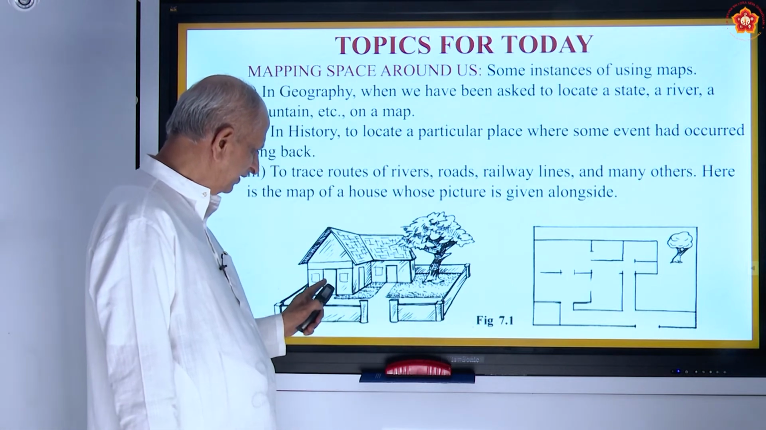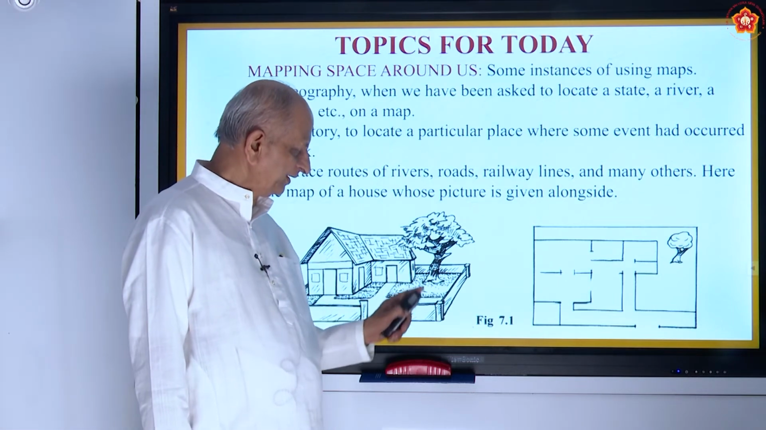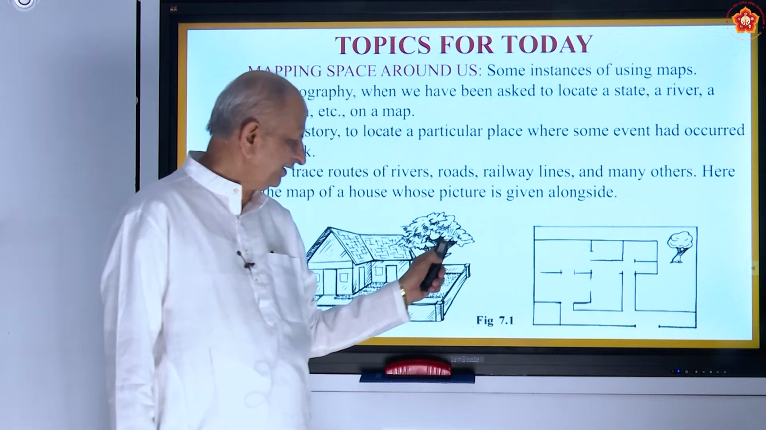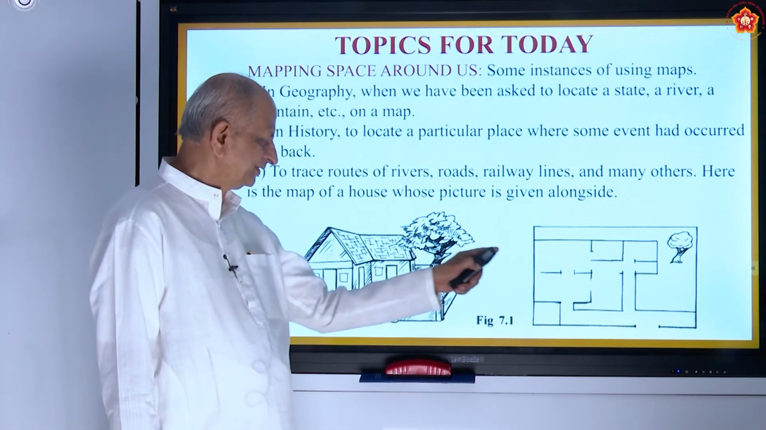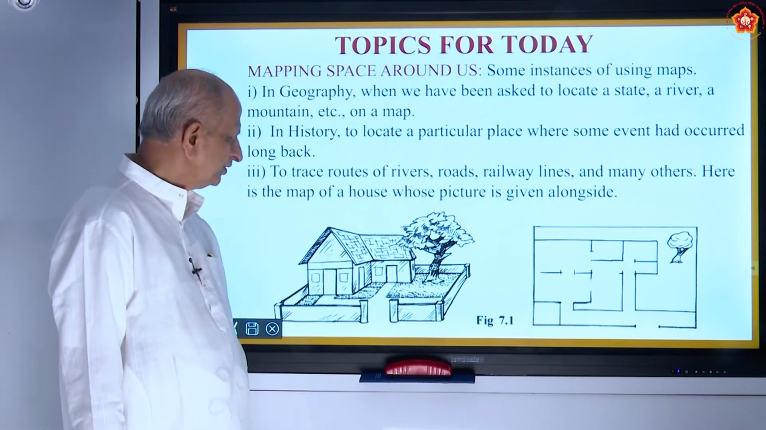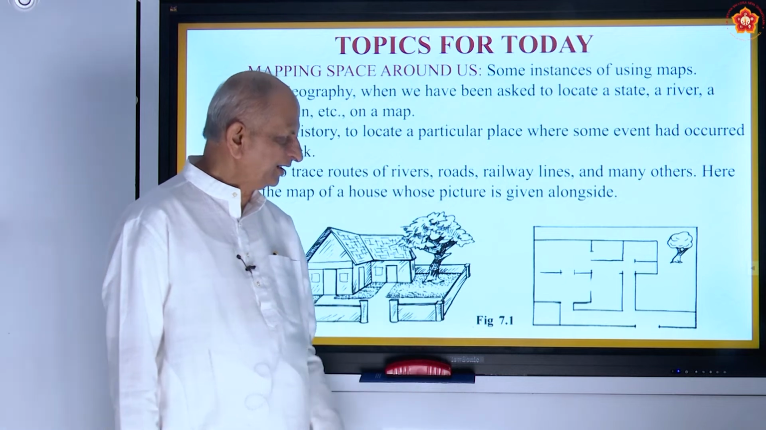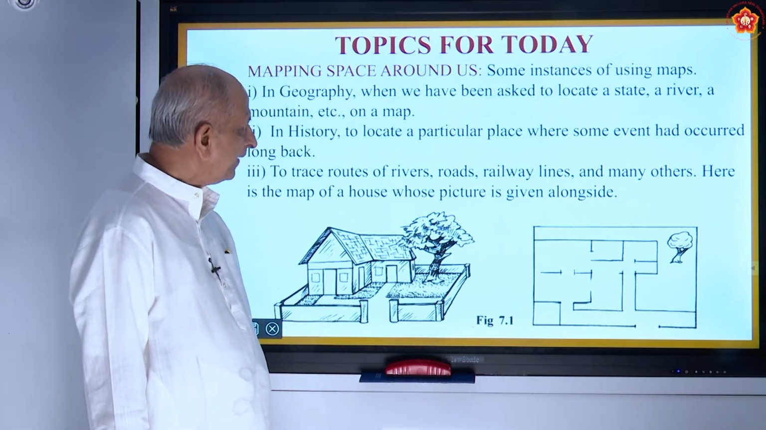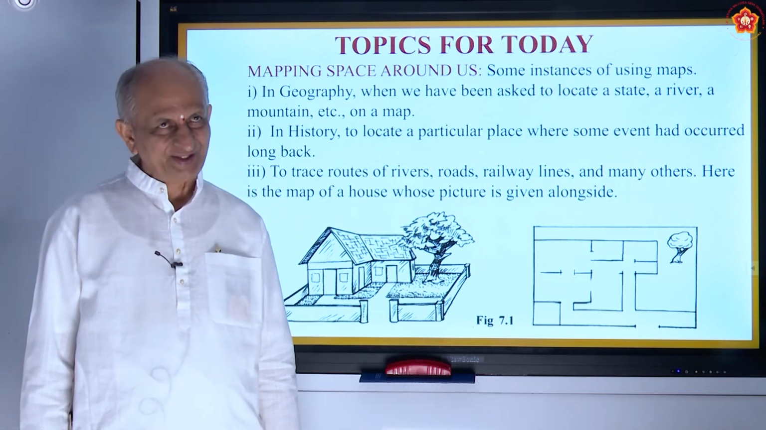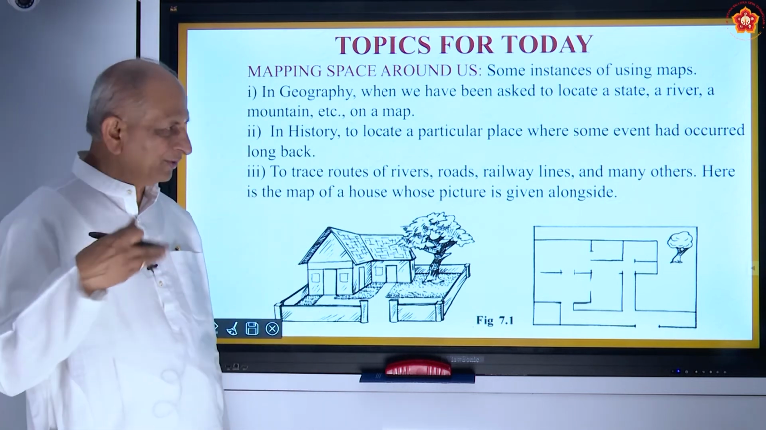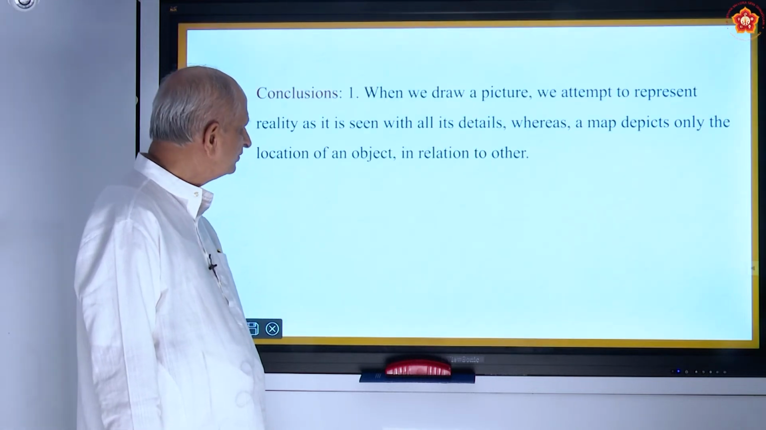Here you can make out where is the door, where is the window, where is the top, where is the gate, all this will come here. The tree is there, here also the tree is there really. Okay, this is called a picture, this is called a map. So the routes of the rivers, roads, railway lines and all the things can be shown in mapping. So today's topic is mapping. Very interesting. You can do a lot of research on this also. But we will give only an introduction now.